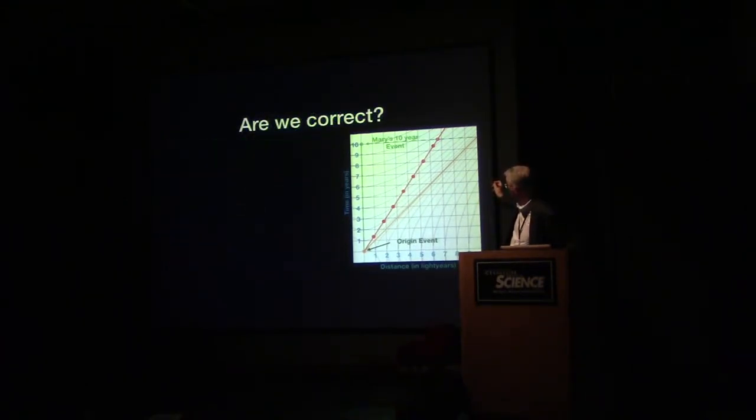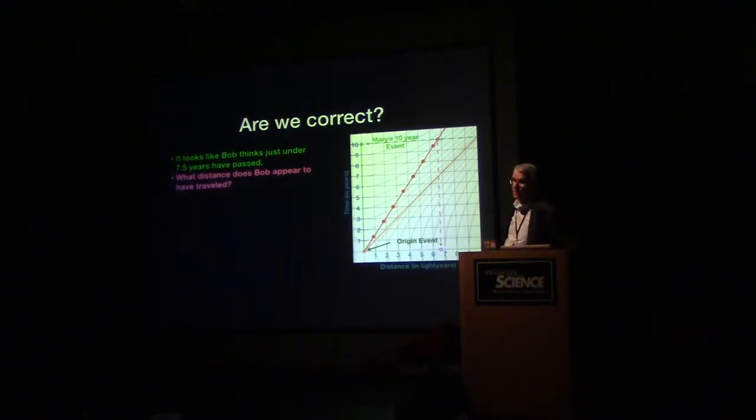Also, are we correct? Okay, so to find out if we're correct, looks like Bob has gone 7.5 years. We drop a line here, down to here, and say, okay, at 2/3 of the speed of light, looks like Bob has gone 6 2/3 light years. Now that makes sense, because he's going 2/3 of the speed of light for 10 years. So he should be that far away. So Bob believes he has traveled 6 2/3 light years, but he believes he's done it in 7.5 years time, which doesn't jive with Mary's idea that he's been gone for 10 years.